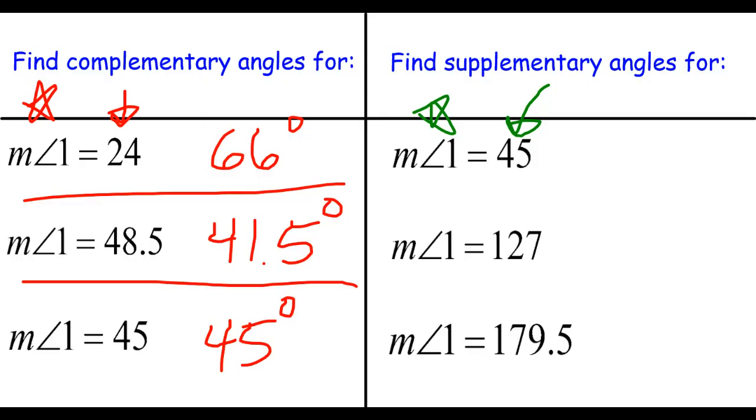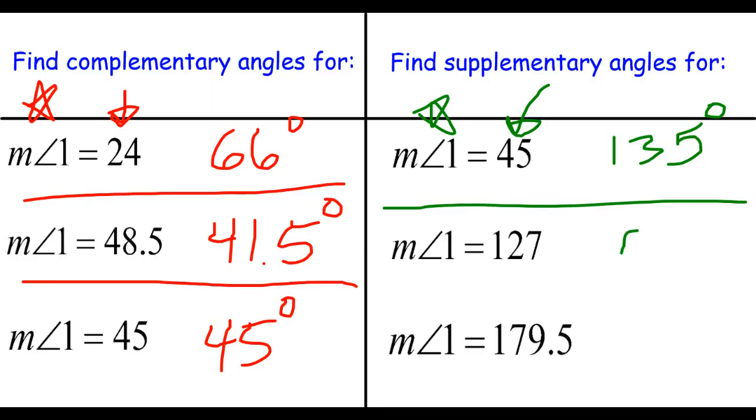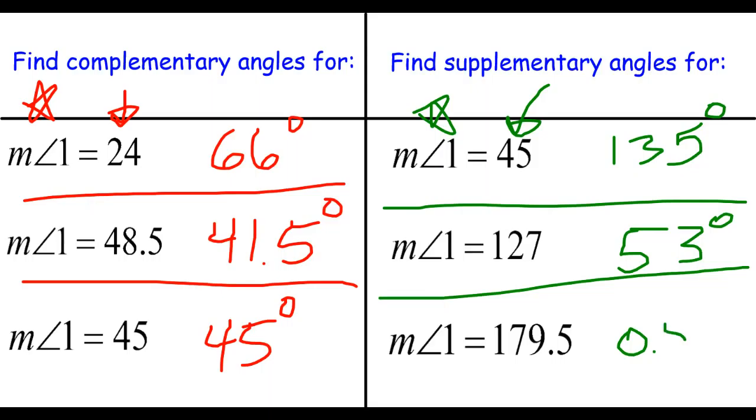When it comes to the supplementary angles, where we want to take 180 minus 45, we end up with 135 degrees. If we start with 127, we take 127 away from 180, then we need 53 degrees for a supplementary angle. And finally, for 179.5, we just need an angle measure of 1/2 of a degree.